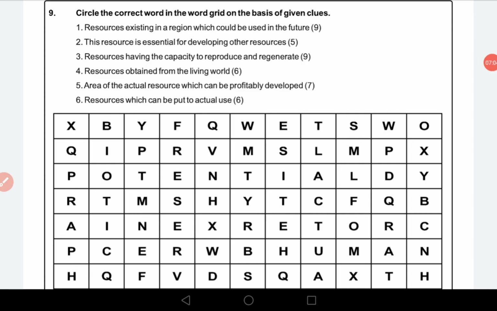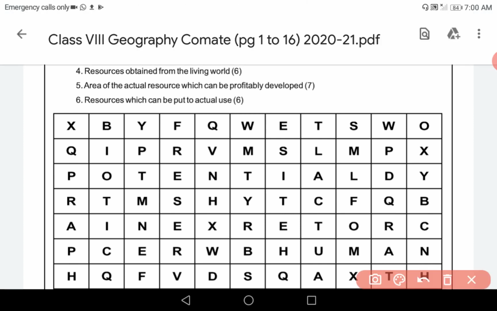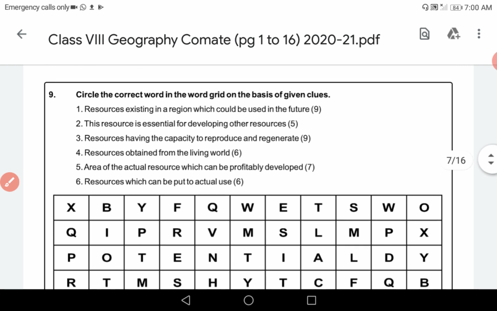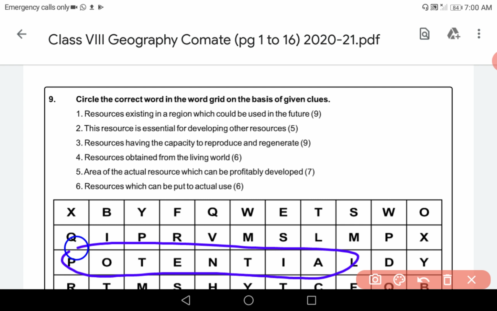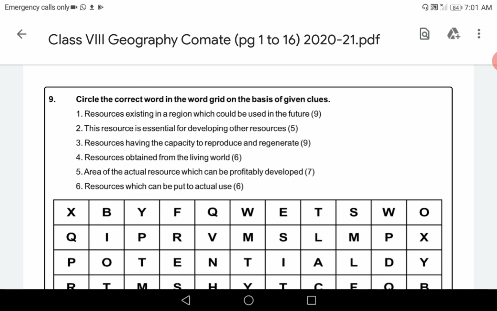In question number 9, circle the correct word, which you have to do on your own. Resources existing in a region which would be used in the future. For this, it will be the potential. Nine words are there, so the answer here will be the potential. So like this, you have to circle all the answers. This you have to do on your own.